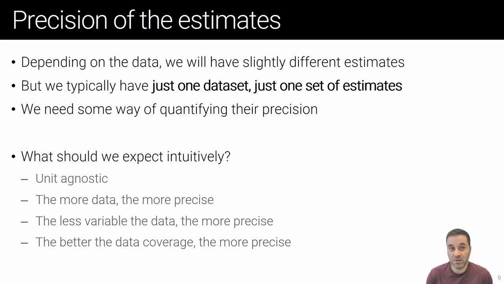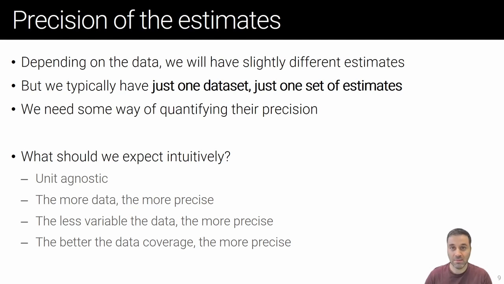Well, first of all, it should be unit agnostic. Whether we measure our variables in grams or kilograms shouldn't make a difference. And intuitively, the more data we have, the more precise the coefficients should be, the closer they should be to the optimal values. If the data to begin with don't have a lot of variability, then the coefficients should be more precise because it's not so difficult to come up with a good estimate. And if we have good data coverage, then the coefficients should also be precise because we're covering the whole spectrum of possible values that we might encounter.